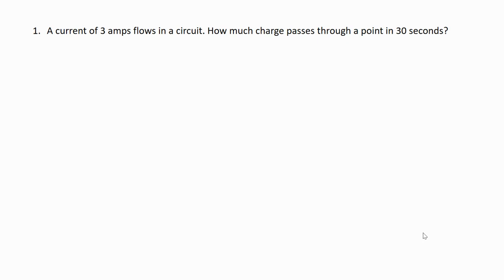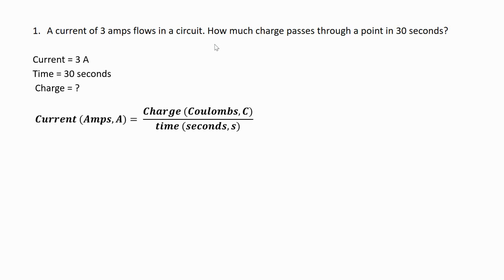A current of 3 amps flows in a circuit. How much charge passes through a point in 30 seconds? Classic exam question. So firstly, we're going to list the quantities that we know. The current is 3 amps, because it tells us here. The time is 30 seconds, and it tells us to work out the charge. So now we need to think what formula relates these. Well, current is the rate of flow of charge. Current is charge divided by time. How can we work out the charge?